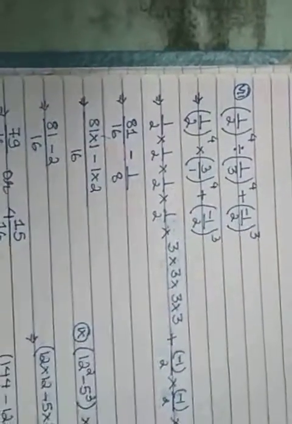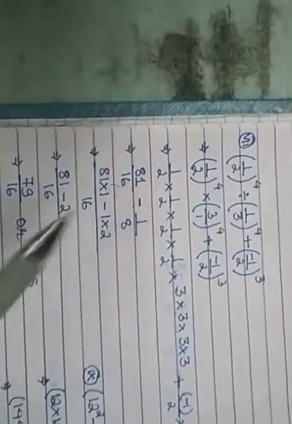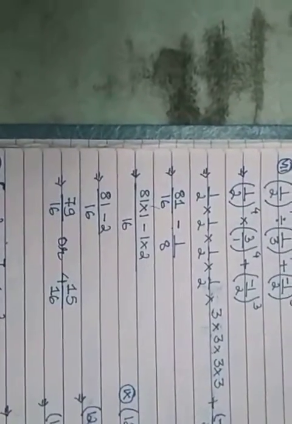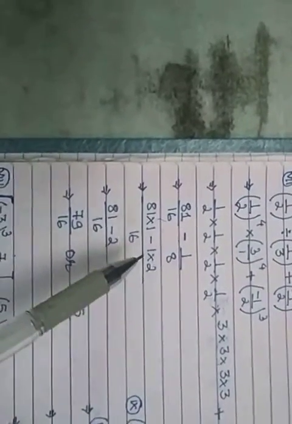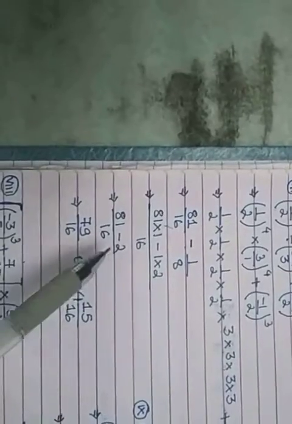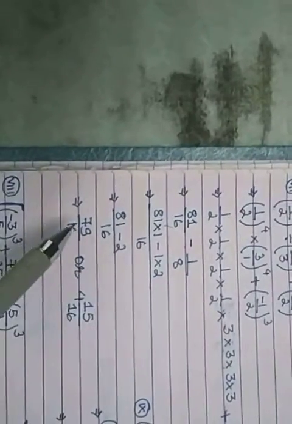So how is it done? We can do it with this type as well. I have taught you all the 3 ways, isn't it? So this type, taking LCM, simple. So I have taken 16 as LCM.